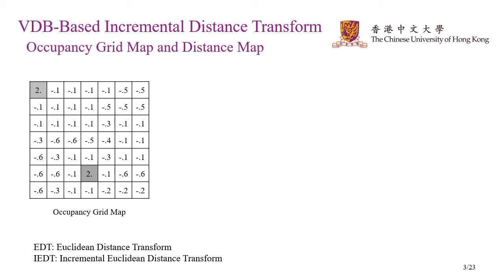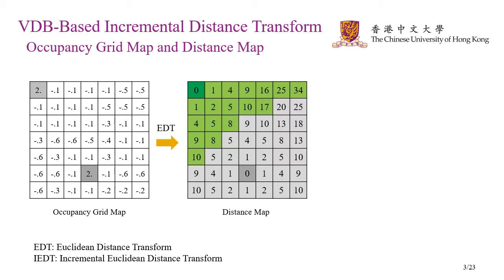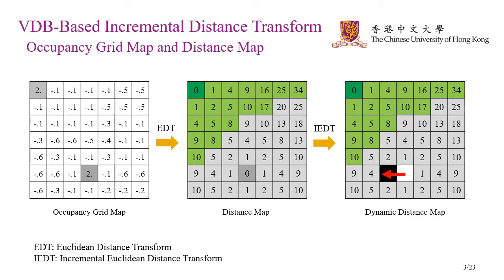This is a 2D occupancy grid map. By applying the EDT algorithm, we transform the occupancy grid map into a distance map. Each cell records the distance or squared distance to the nearest obstacles. In dynamic environments, the obstacle may move to a new position after a time interval. At this time, we do not need to regenerate the entire distance map since EDT is a time-consuming algorithm. Instead, we can just update the influenced regions by performing IEDT.